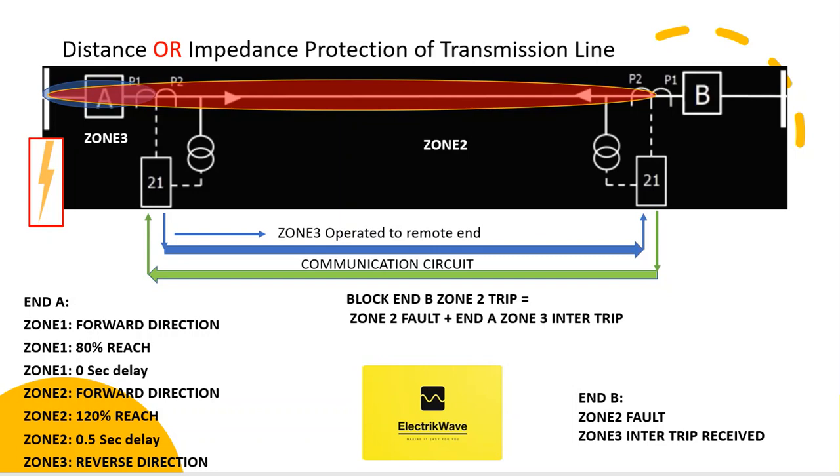Communication circuit will help to speed up fault clearance between substation. Redundancy can be provided in case of failure of communication circuit.